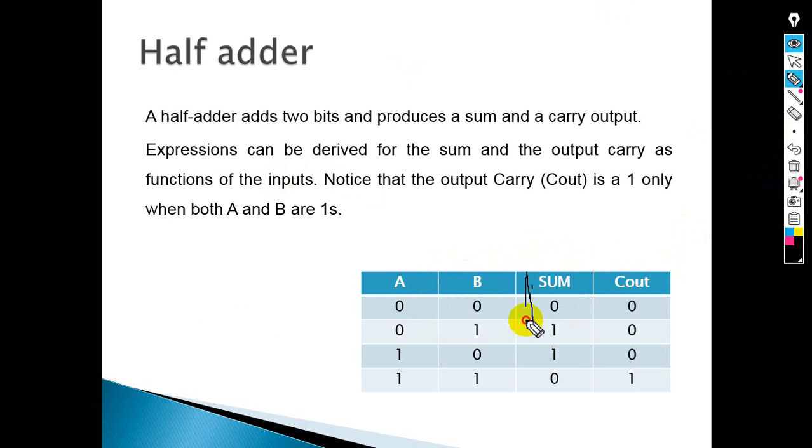So this is an output, and C out is also an output. So we have two outputs in the half adder.